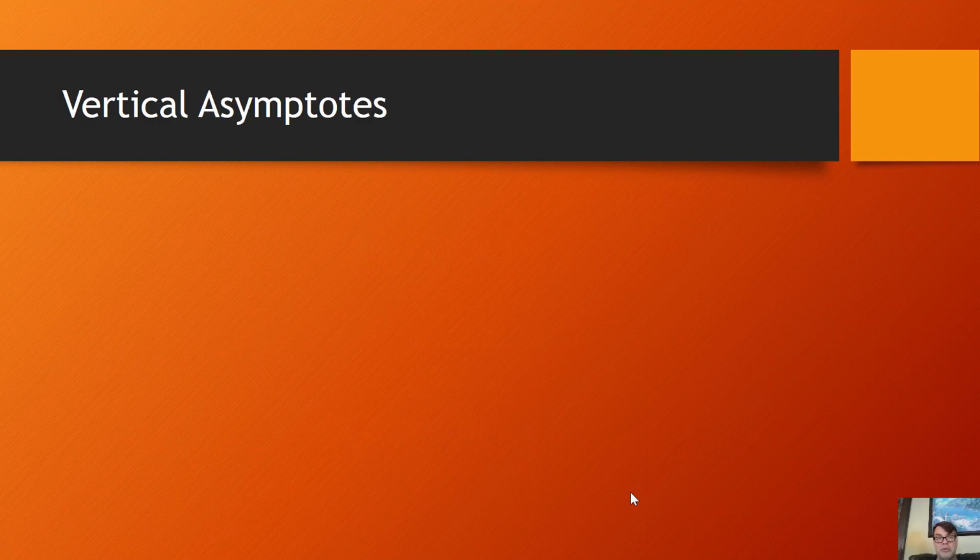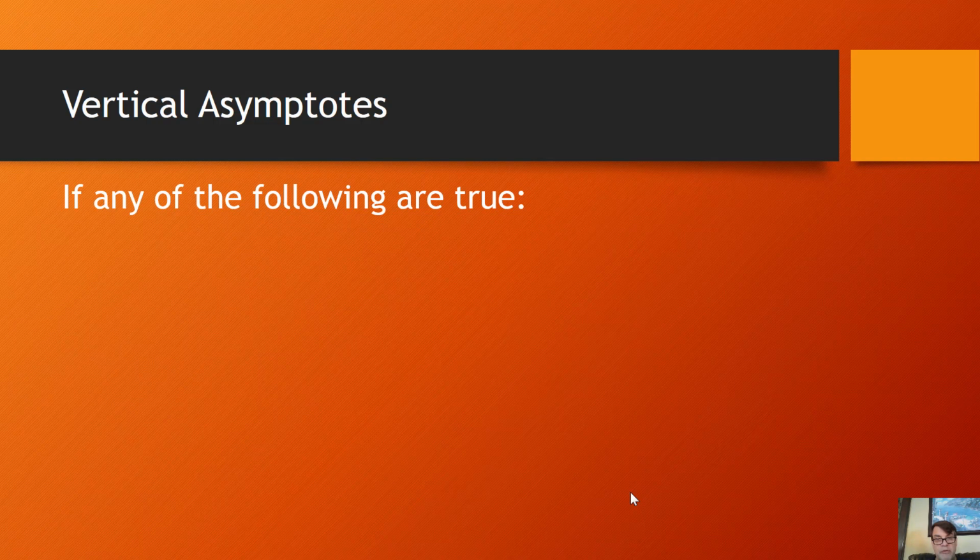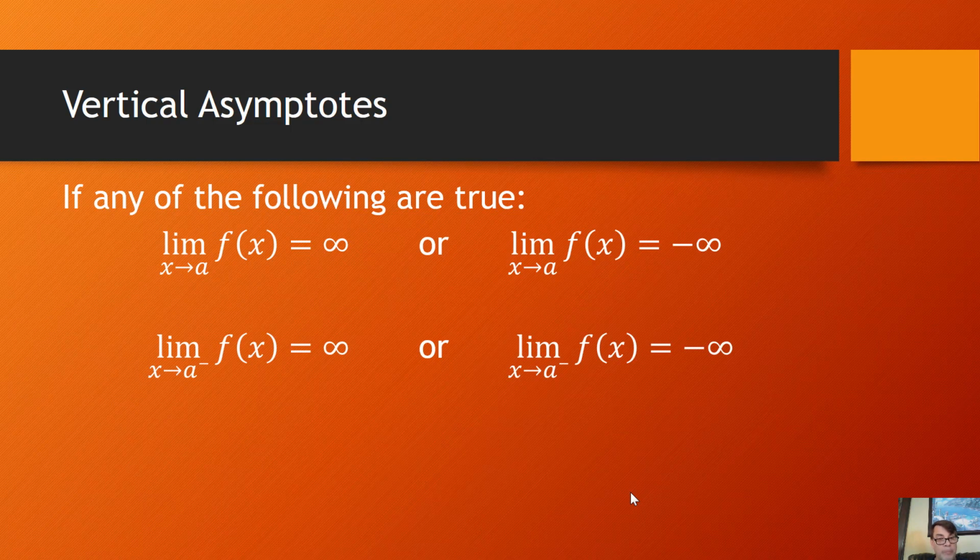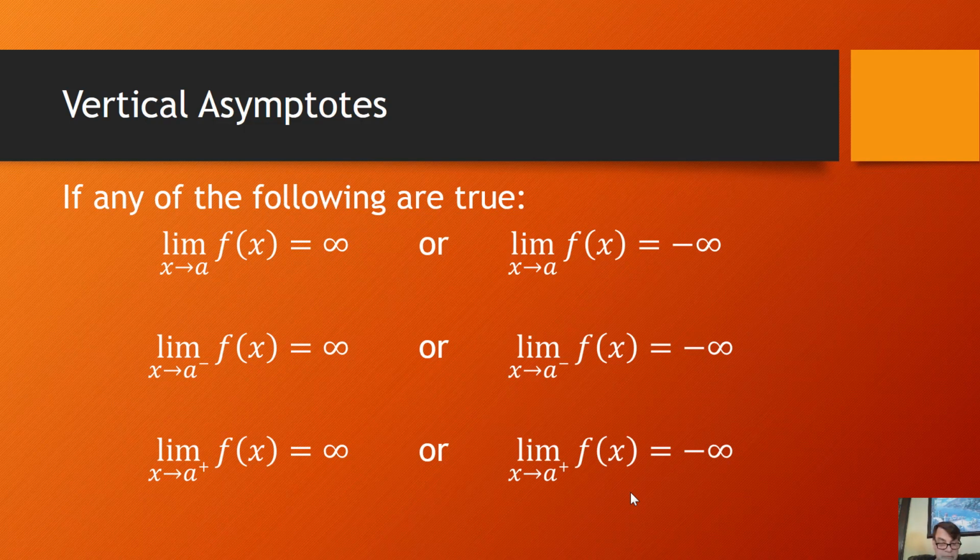So these are vertical asymptotes. How do we know that we have a vertical asymptote? If any of the following are true, then you have a vertical asymptote. If the limit as x approaches a equals infinity, or if the limit as x approaches a is negative infinity, you have an asymptote. Or if the limit as x approaches a from the left-hand side approaches either infinity or negative infinity, you have a vertical asymptote. And then as you come from the right-hand side, if it approaches infinity or negative infinity, you have a vertical asymptote.